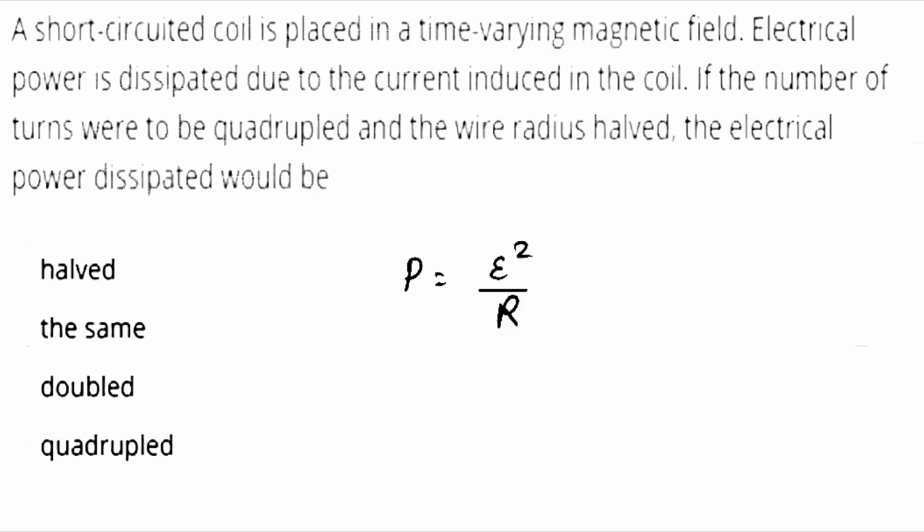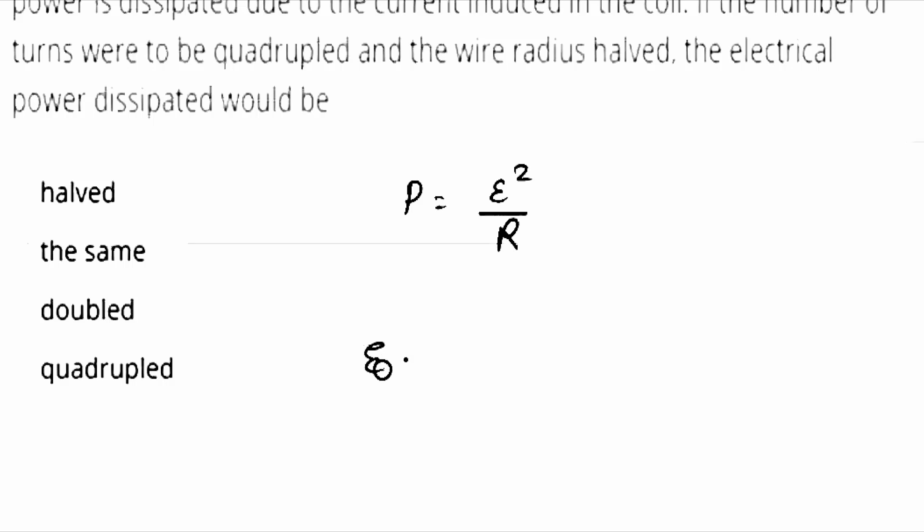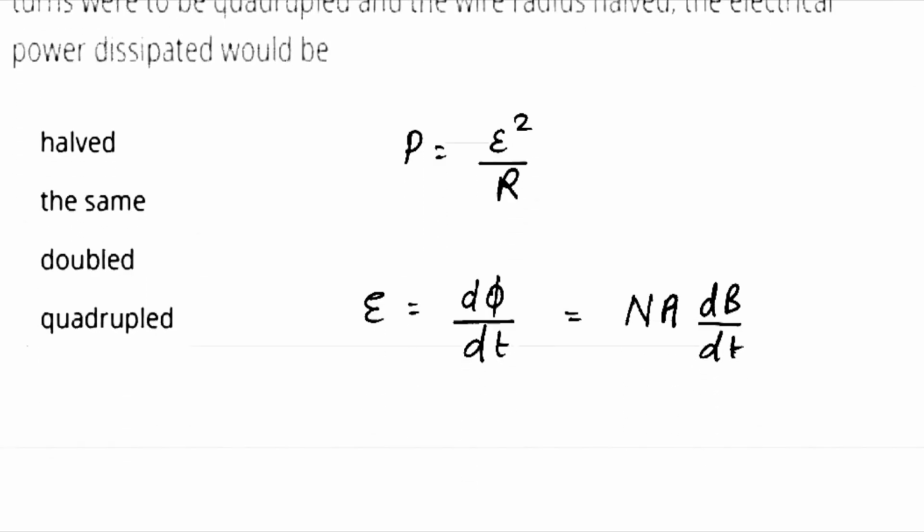And if I talk about the EMF induced, we already know from Faraday's law that the magnitude of the EMF induced is equal to the rate of change of flux, and since the area is constant, it will be N into A into dB by dt, where dB by dt is the rate of change of magnetic field, right? So here the magnetic field is changing and these two are constant for case 1 and constant for case 2.